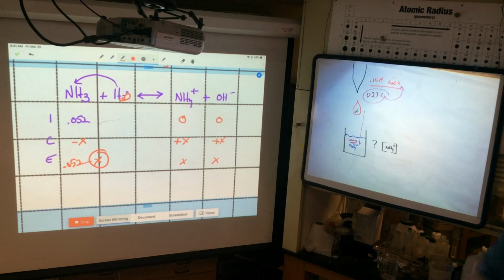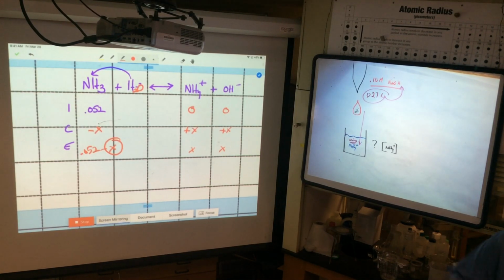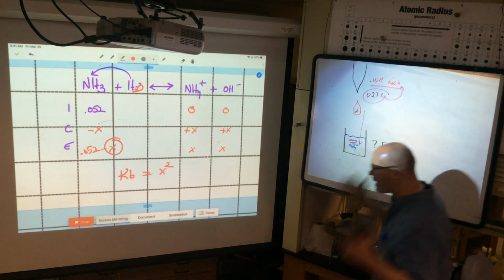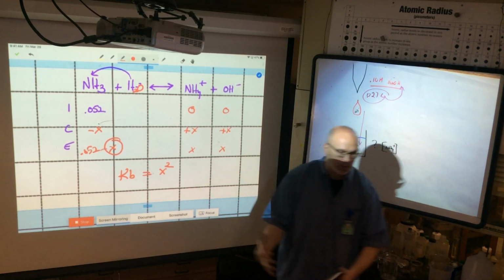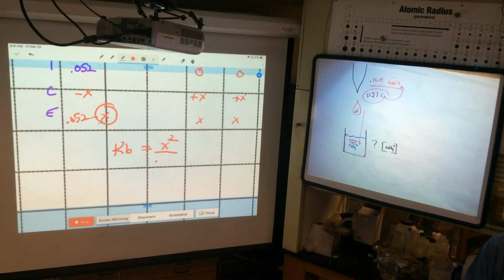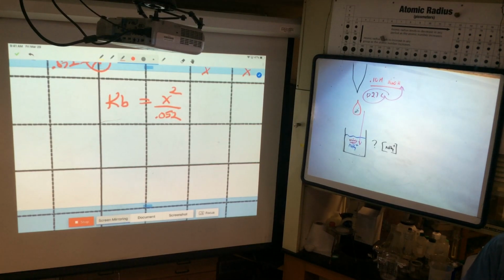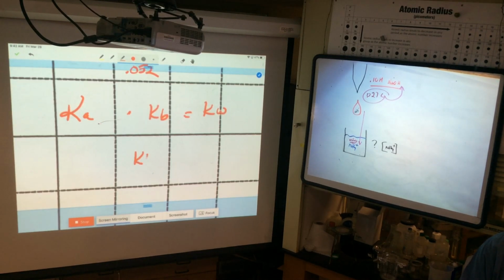You can guess. You're going to get rid of that x away. But this is right. The KB now. So the KB is equal to, for the millionth time, x squared. All acid and base reactions become x squared. They all become 1-to-1. Over the what? The concentration, 0.052, right? So we need the KB. So what do we know? Ka times the KB equals Kw. To solve for the KB, it's the Kw divided by the Ka.